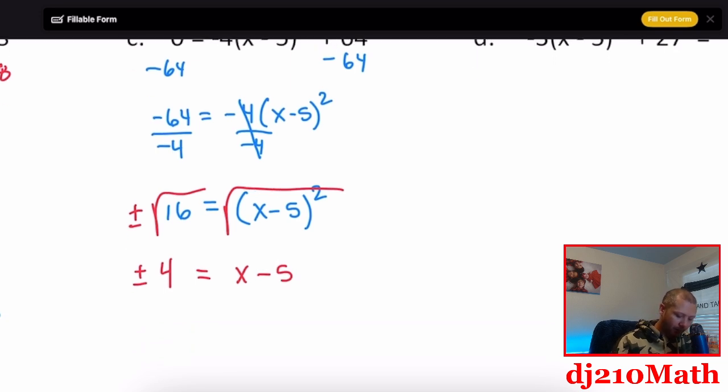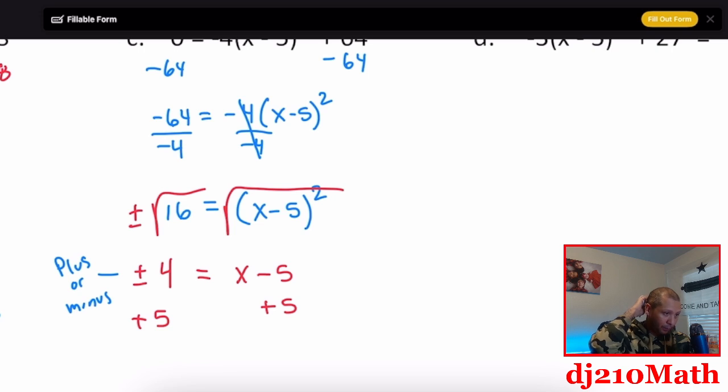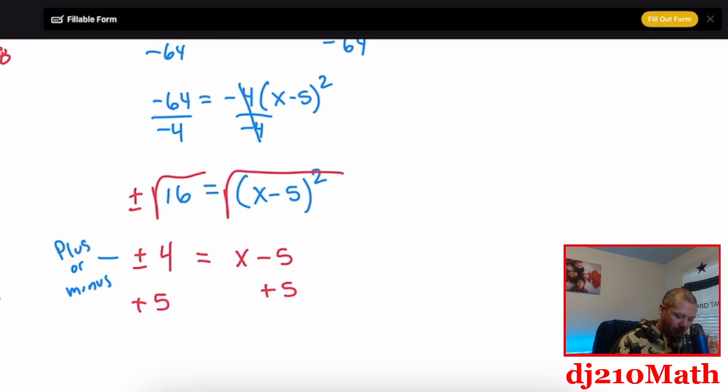All right, we're almost there. We have to isolate x, get x by itself. So we add 5 to both sides. So notice this is plus or minus, right? There's two values here. So the positive 4 plus 5 is going to be 9. And then the negative one, negative 4 plus 5, which is 1. So those are our two answers here. Positive 4 plus 5, negative 4 plus 5.